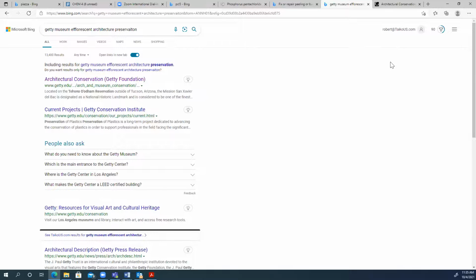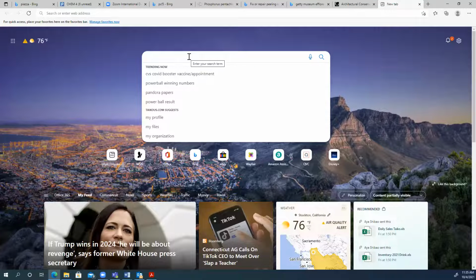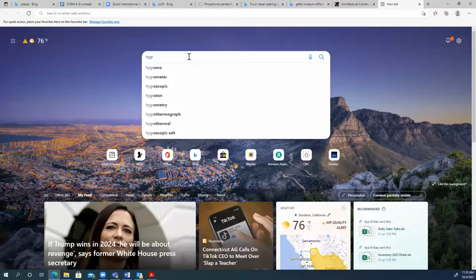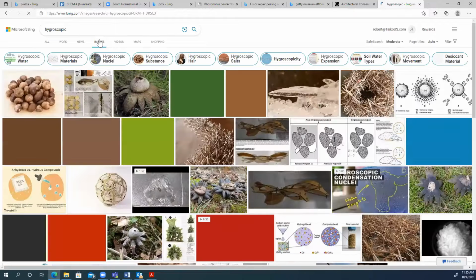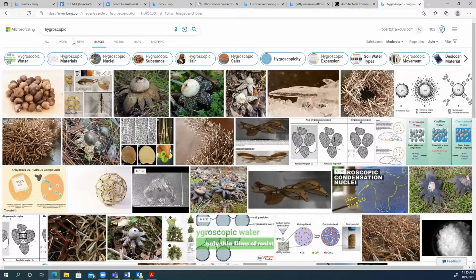Let's see what else we got here. That was efflorescent. And then we have hygroscopic. Hygroscopic is pretty interesting because you can visually see this happening.